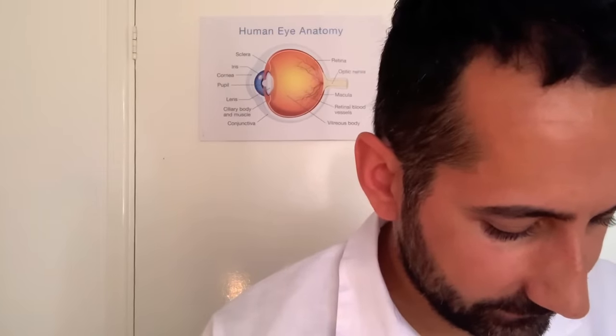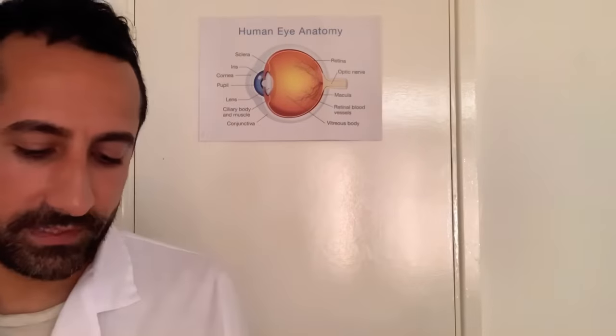CD ratio 0.3, AV ratio 2:3, macula clear, with a bright foveal reflex. Good. Let's have a look at the left eye now.